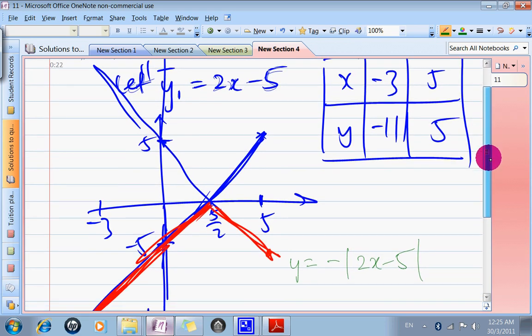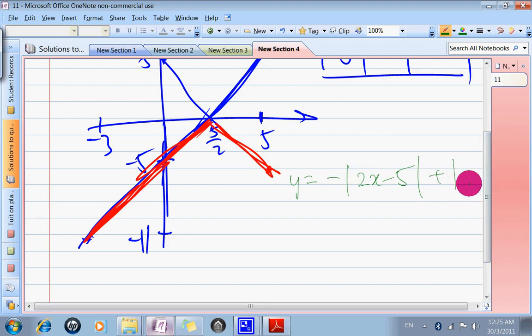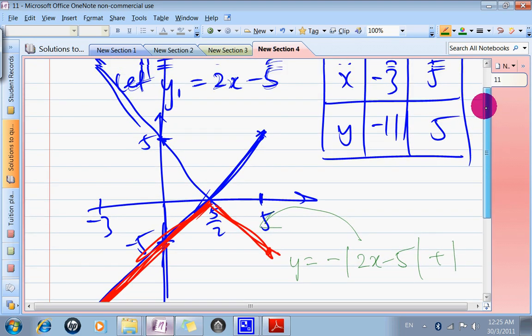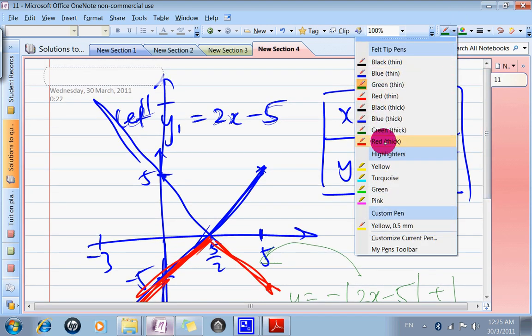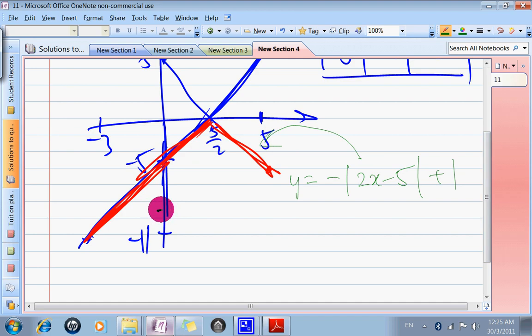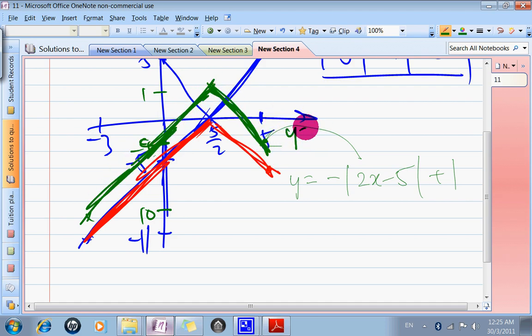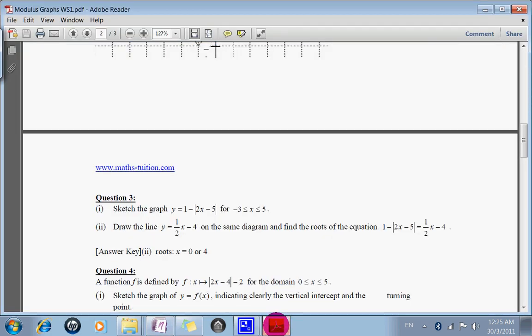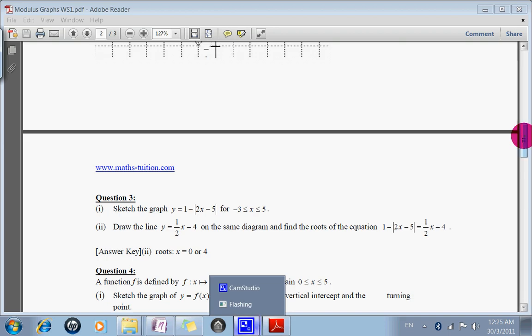Then we must add 1 to it. That means this graph, the red color one, will be moved up by 1 unit. So how do we do that? Negative 10 and this 0 will shift up to 1, and this negative 5 will shift up to negative 4. So this green color one will be your final answer, y equals 1 minus modulus 2x minus 5. Okay, so that's another example.